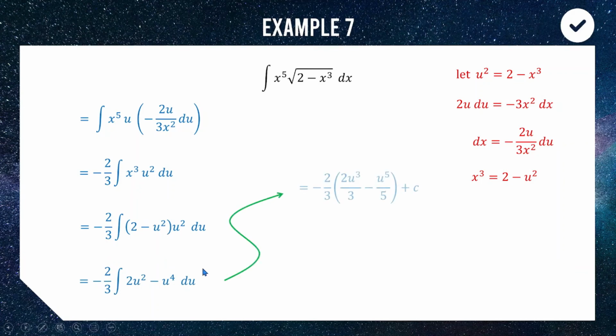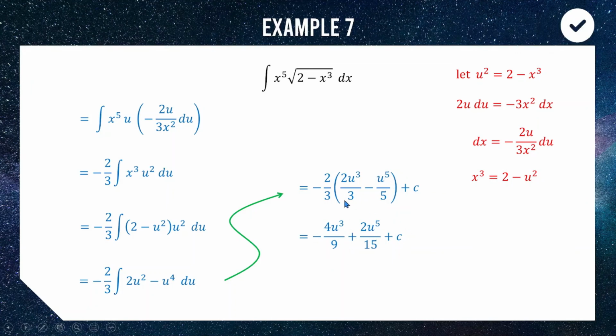Now if we integrate this, we get 2u to the 3 over 3, take away u to the 5 over 5, plus your constant, and don't forget your negative 2/3 was out the front of your integral. When we expand this out, we're going to get negative 4u cubed on 9. We're going to get positive 2u to the 5 over 15 plus c.